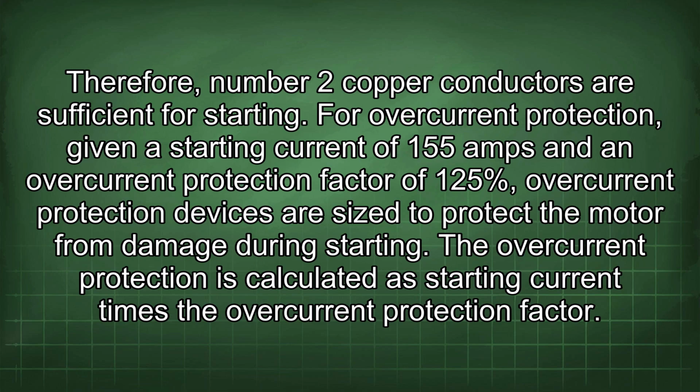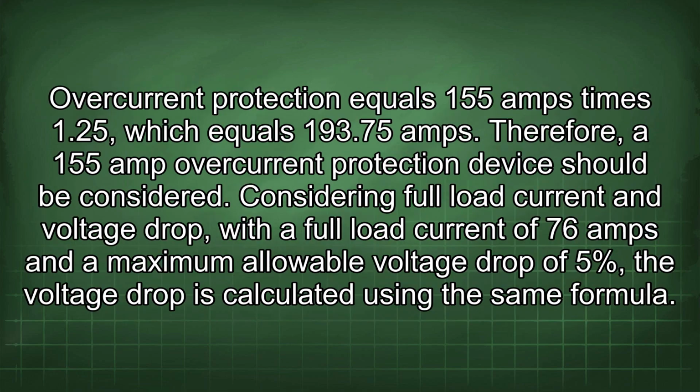For overcurrent protection, given a starting current of 155 amps and an overcurrent protection factor of 125%, overcurrent protection devices are sized to protect the motor from damage during starting. The overcurrent protection is calculated as starting current times the overcurrent protection factor. Overcurrent protection equals 155 amps times 1.25, which equals 193.75 amps. Therefore, a 155 amp overcurrent protection device should be considered.